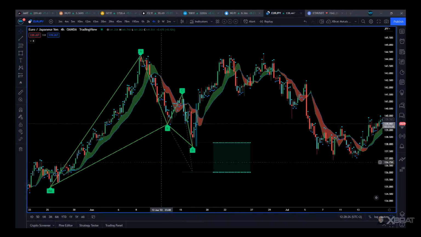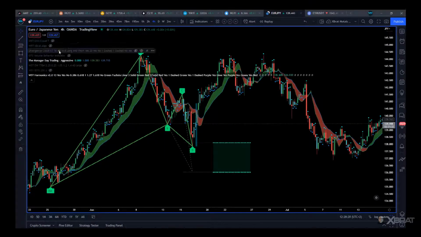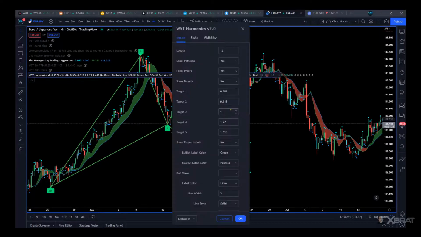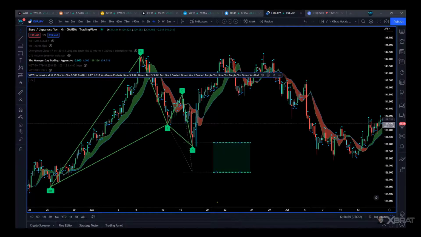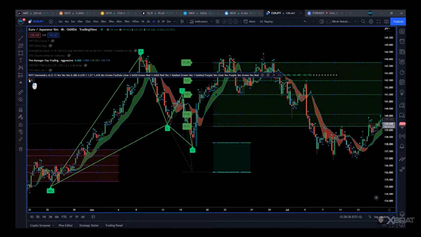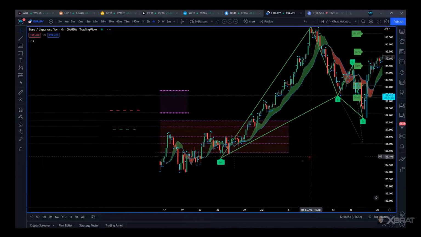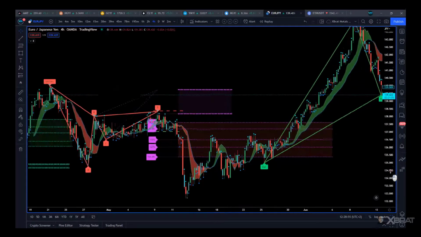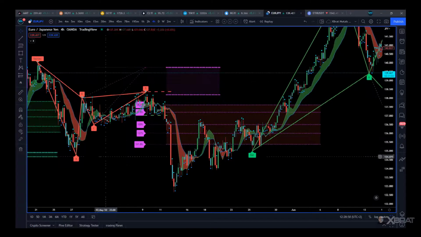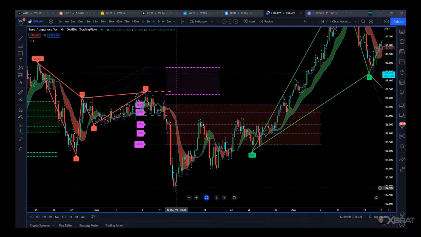Now we do have targets on this. I'm going to switch them on to show you on the harmonic patterns. So I can show targets here and show the labels there, and these are fib targets. As you can see, we've got the 386, 618, and we've got the 100, 127 and 161.8. So these are sensible targets for these harmonic patterns. And if we go back to that short, we can see here we blew through those, that 161.8, we blew through this A pivot to come down to this point here.